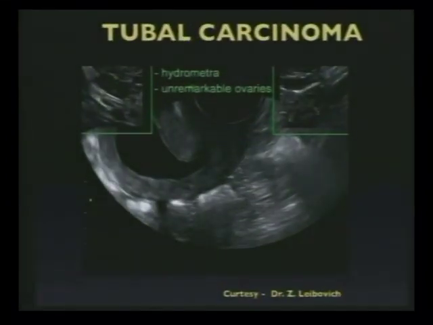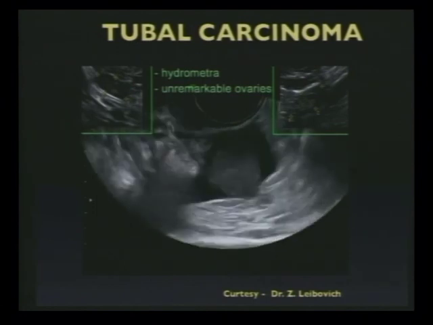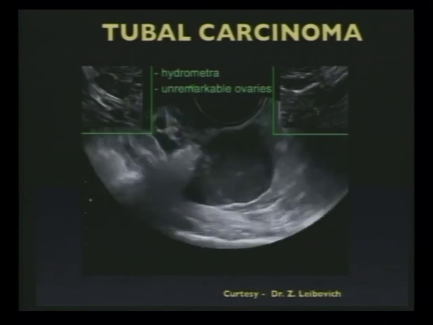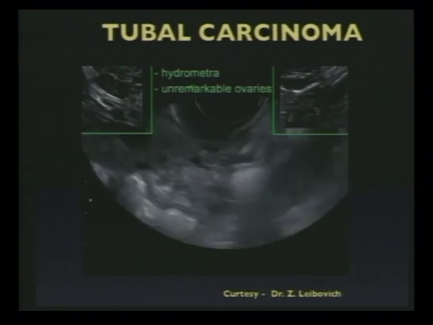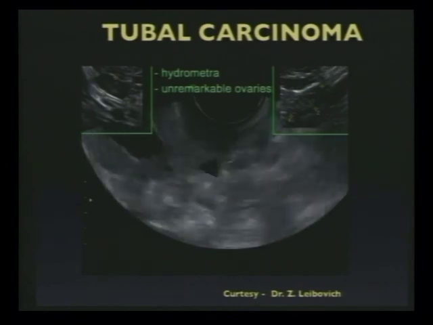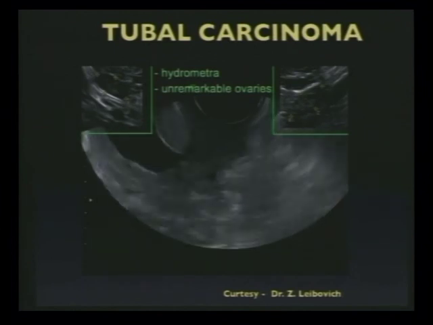Again, this is a case of tubal carcinoma. The first clue is the hydrometra. As you can see here, a large amount of fluid within the endometrial cavity, these two normal ovaries, and the mass between them. This is the tubal carcinoma.